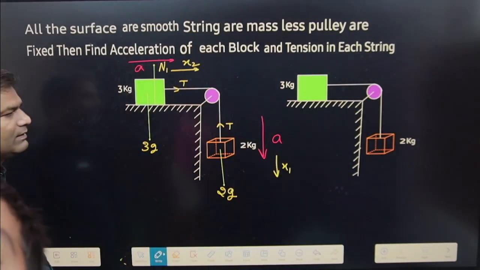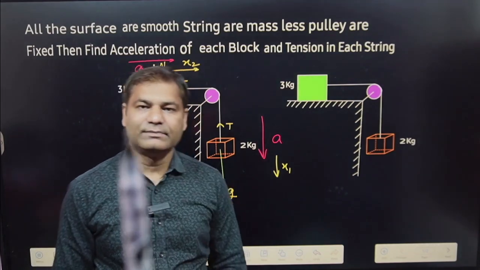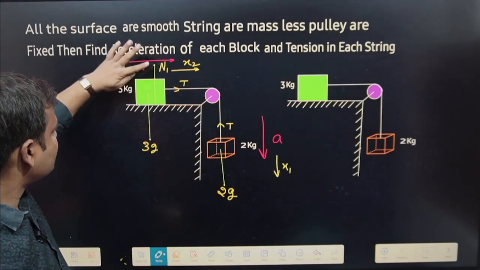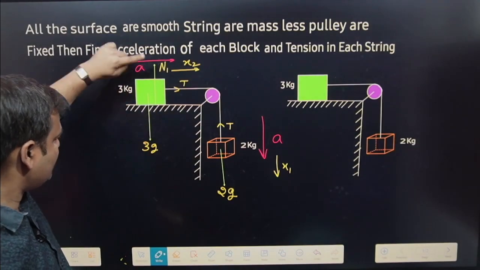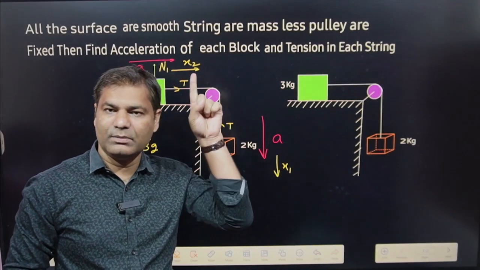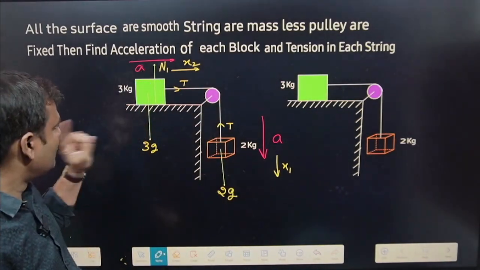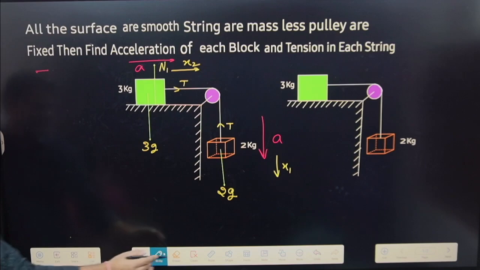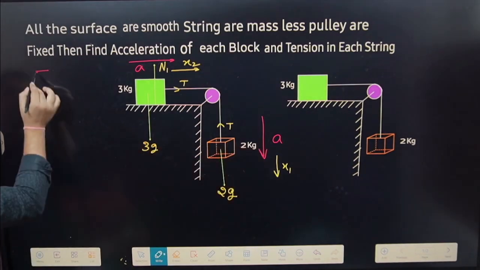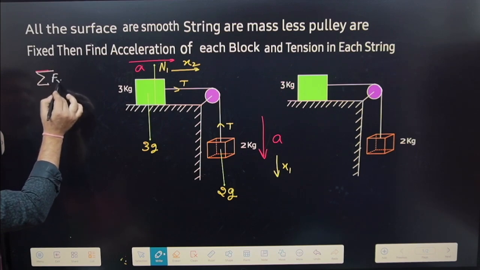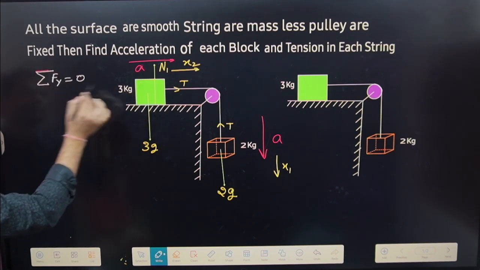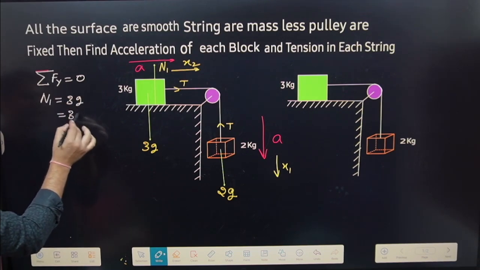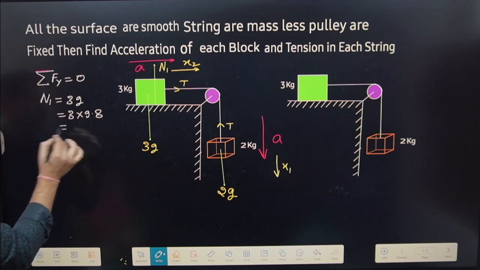Now, according to Newton's second law, this block moves in this direction, not going up or down. That is only possible if n1 is equal to 3g, or you can say the net force in the y direction corresponding to that block is 0. So n1 is equal to how much? 3g. If 3 into 9.8, how much?